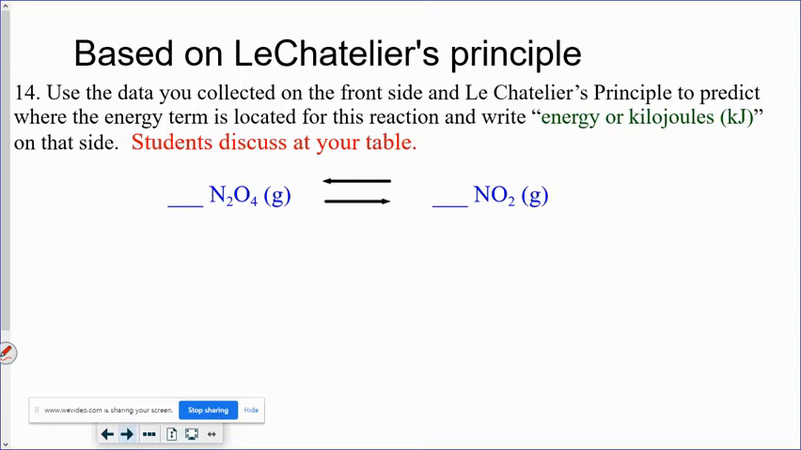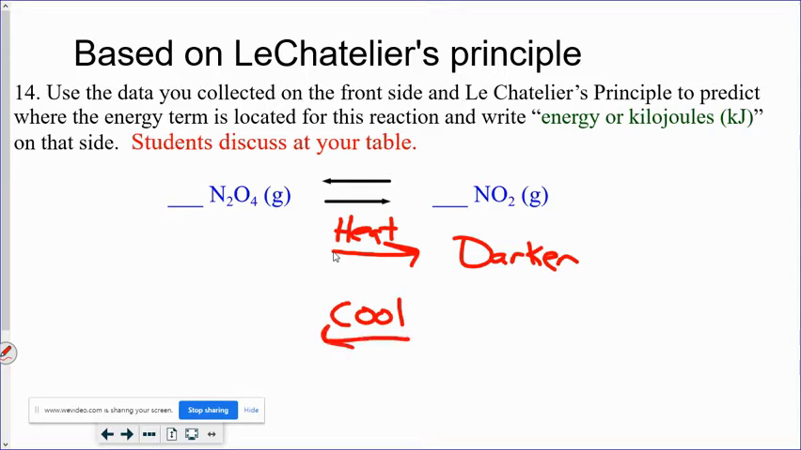So, based on Le Chatelier's principle, use the data you collected from the front side and Le Chatelier's principle to predict where the energy term is located for the reaction. Write energy or kilojoules on that side. So, when we heat up the test tubes, we shift this way and we become darker. When we cool the test tubes, it shifts this way, and we know that because it became lighter in color, less dark. So which side do you think the energy term would be on? You should make a guess at this point in time.